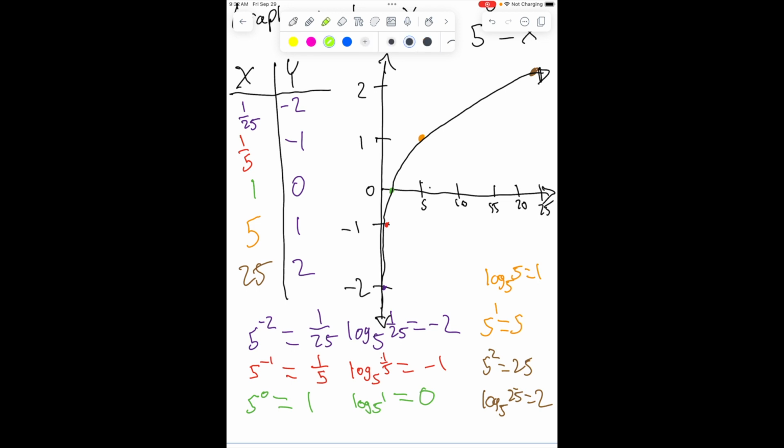And again, this is going to create an asymptote. This line will never cross. We're going to call this when x equals 0. This line, x equals 0, is never going to cross. So one way we could say that is the domain is greater than 0.